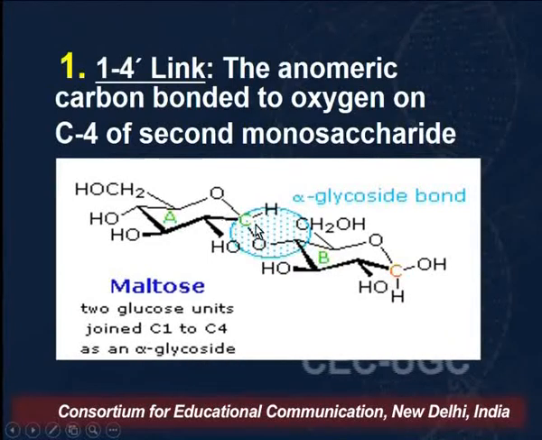And in this case, you can see that this is an example of maltose. And in maltose, we find that the two units of alpha D glucose are linked by a bond between the anomeric carbon, that is C1 of the first unit, and the OH group on the fourth carbon of the second glucose unit, resulting in an alpha glycosidic bond.